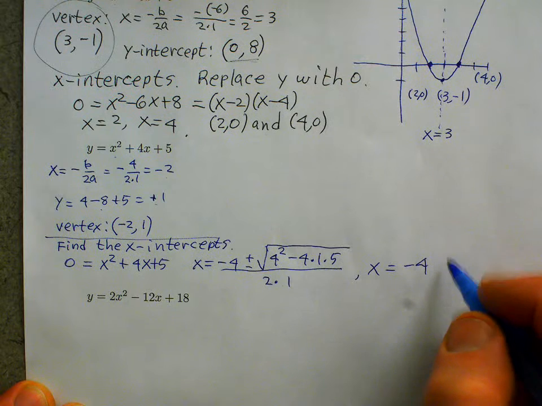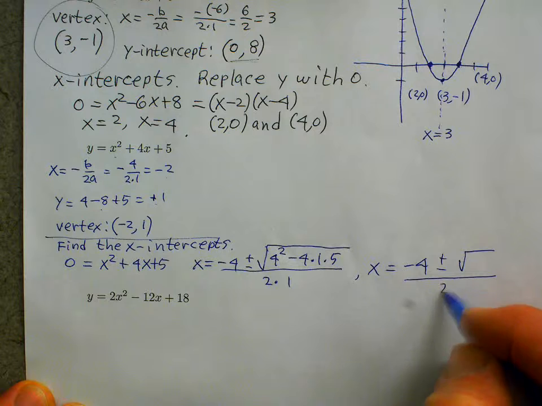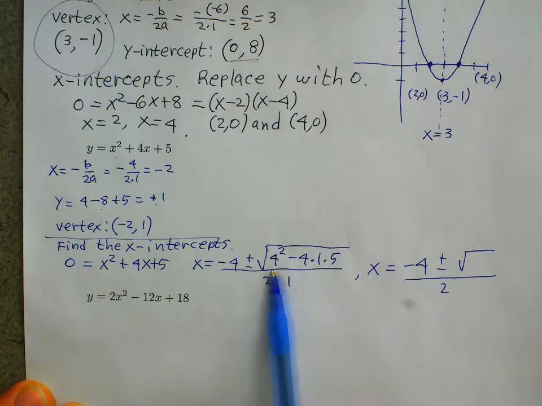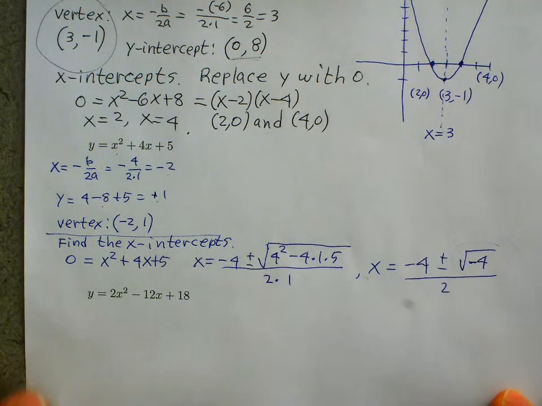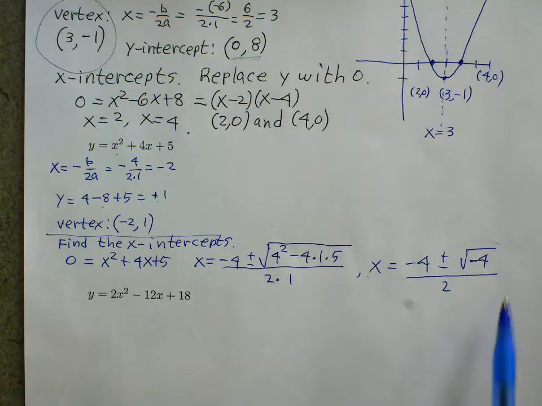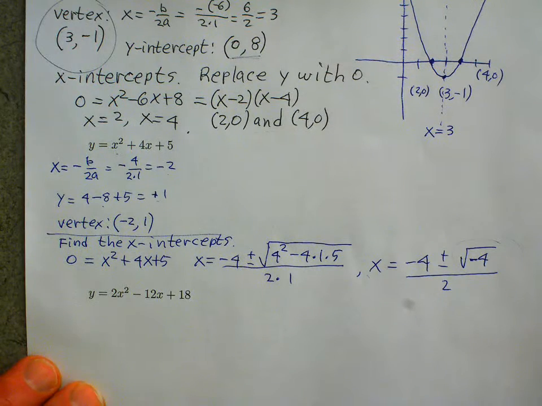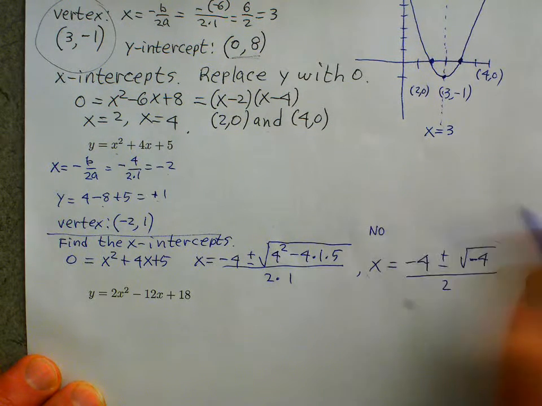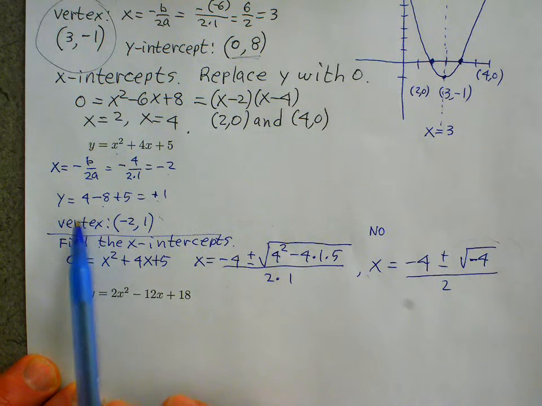And then x equals negative 4 plus and minus the square root of some number, all divided by 2. So inside the square root, we have 16 minus 20, which is negative 4. So since these x values are not real numbers, that means that the parabola has no x-intercepts. Okay, so we have two methods for determining how many x-intercepts there are.